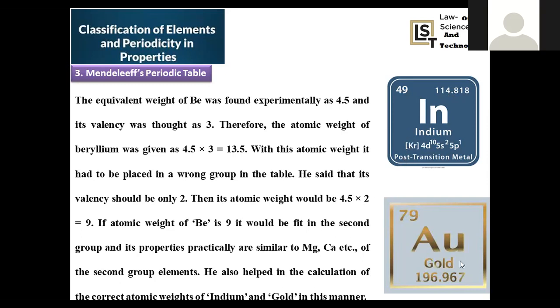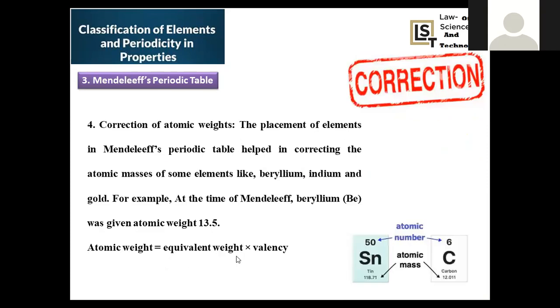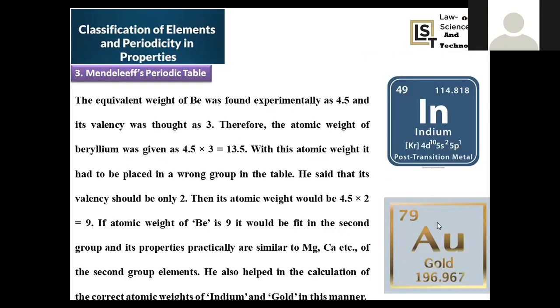And one more element is gold. Au is the symbol of this one, the IUPAC symbol, right? So here, in case of gold, the atomic number will be 79, whose atomic mass will be 196.96. Again, it is calculated based on the formula which is provided by this Mendeleeff theory, right? So these are also corrected.